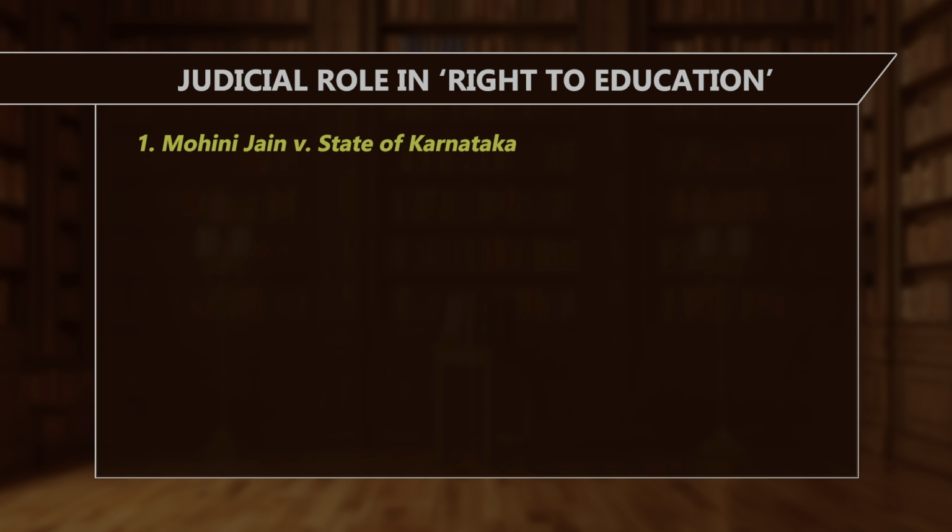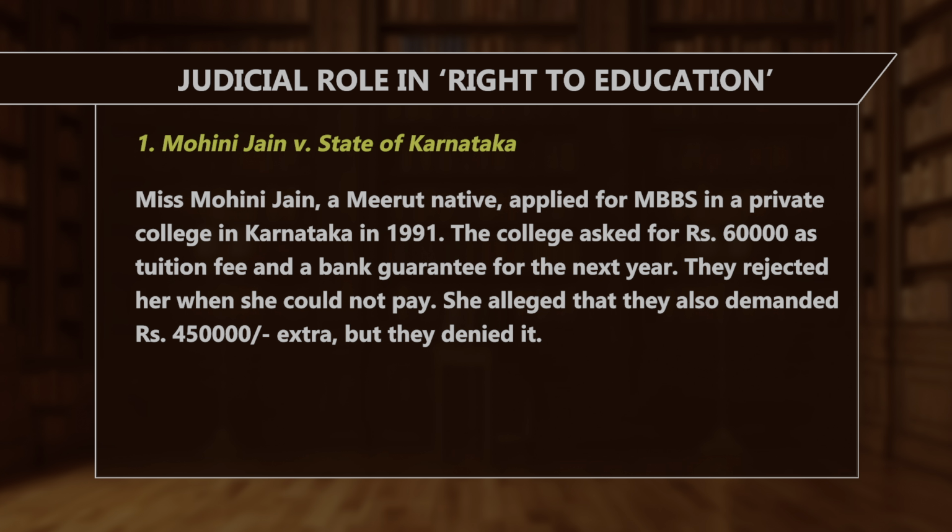Next, I will be discussing the judicial role in right to education. There are a number of cases. The first case is Mohini Jain versus State of Karnataka. Miss Mohini Jain, a Meerut native, applied for MBBS in a private college in Karnataka in 1991. The college asked for rupees 60,000 as tuition fee and a bank guarantee for the next year. They rejected her when she could not pay. She alleged that they also demanded rupees 4,50,000 extra, but they denied it.